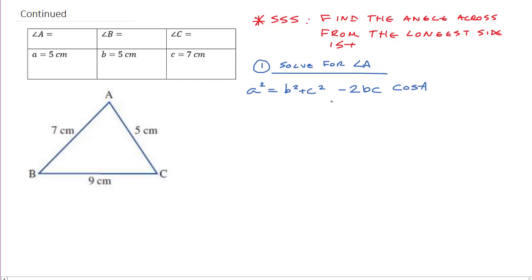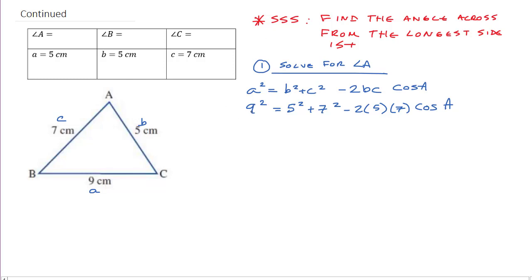All right, so let's just sub in everything we know and away we go. We know side A is 9. There's A. Let me label these. There's B. There's C. We know B is 5. We know C is 7. 2 times 5 times 7. Cos of A. What the heck is A? We don't know. That's what we're solving for. Okay, so let's just start solving, right?